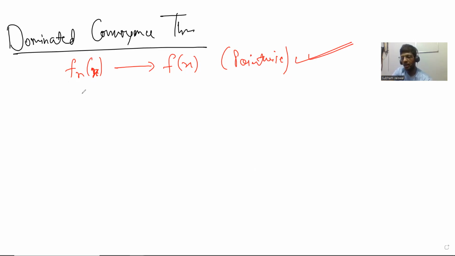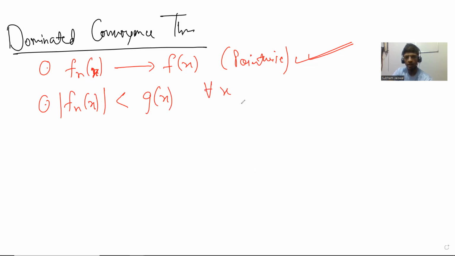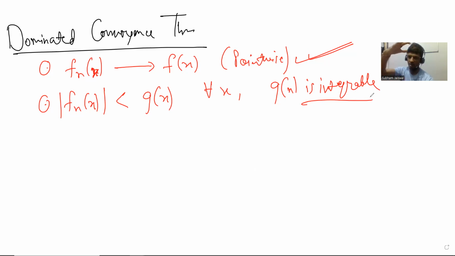This, and the second is that if this is the first hypothesis, I'm writing the hypothesis that this fn(x) is less than g(x) for all x, and g(x) is integrable. Okay, it's just for you people, for the beginning, it is just that it is integrable. It's a nice function that you can integrate, sine x or something. So g(x) is not the limit, but g(x) is sort of the savior. It's a dominating, auxiliary function which helps you to understand the behavior of this.